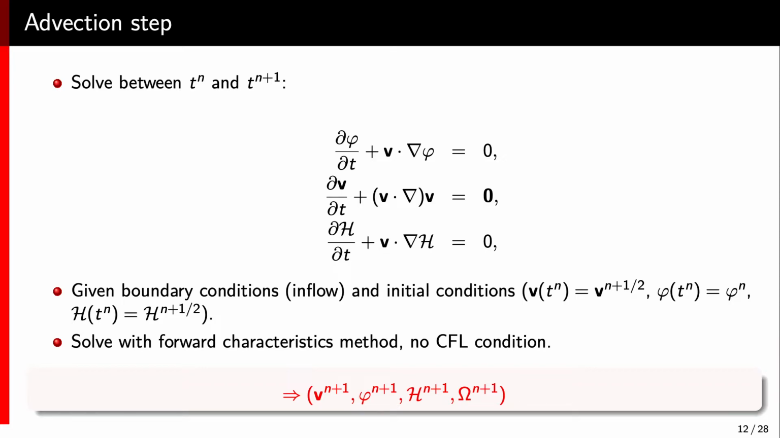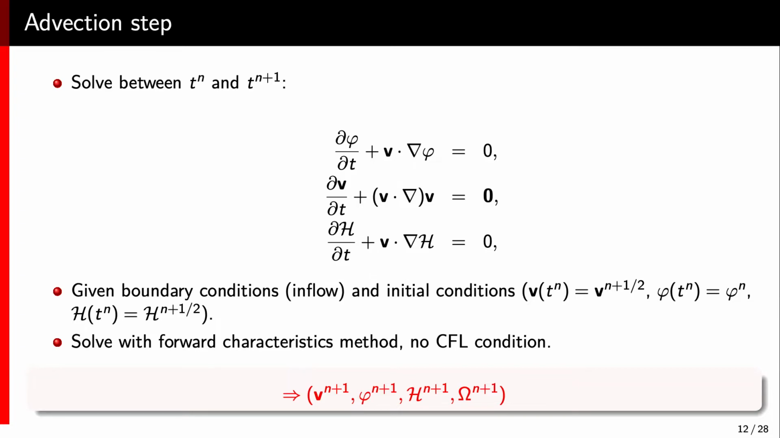Finally, we're going to solve all the advection operators at the same time. So you have an advection equation for phi that will allow us to track the free surface. There will be an advection equation for the velocity v that will allow us to take into consideration the Navier part of the Navier-Stokes equation. And you have the advection of the enthalpy that we removed from the heat equation at the previous substep. And we are going to give boundary conditions and initial conditions for each of these three.